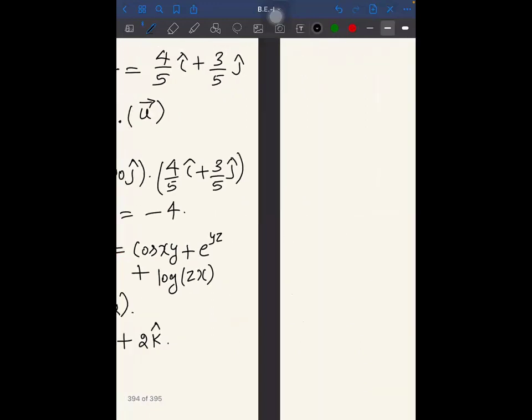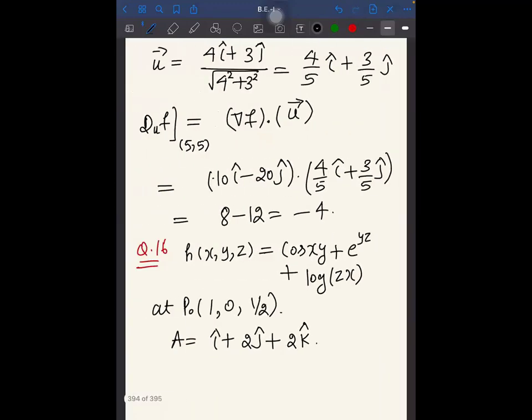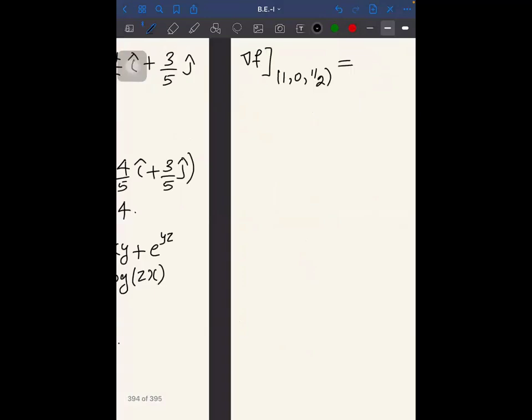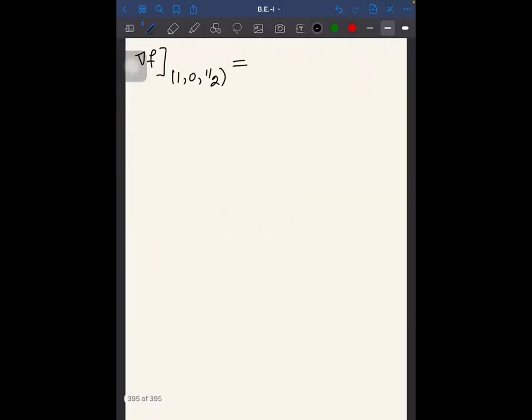So how can you do it? You just calculate the partial derivatives. First of all, we need del f at point (1, 0, half). So let's directly calculate the partial derivative. Let's do it with respect to x only. So it becomes minus sine xy into the derivative of xy with respect to x. So you will get y only, right?